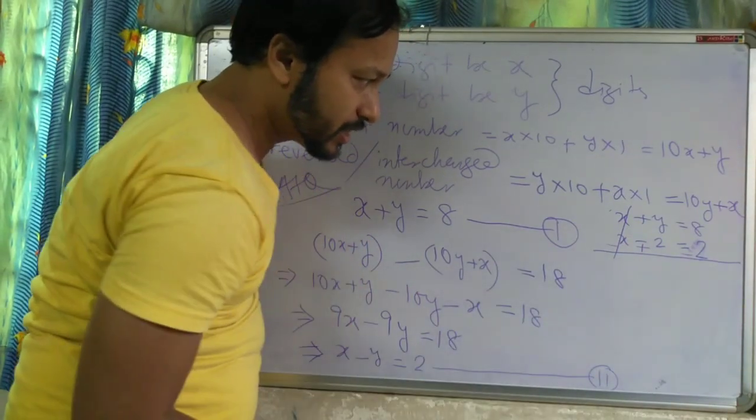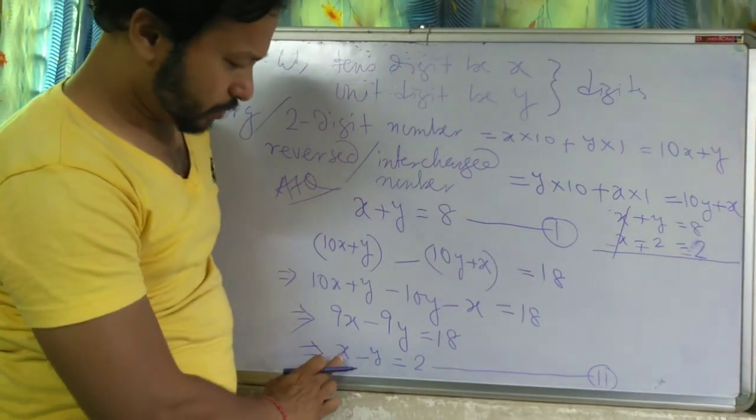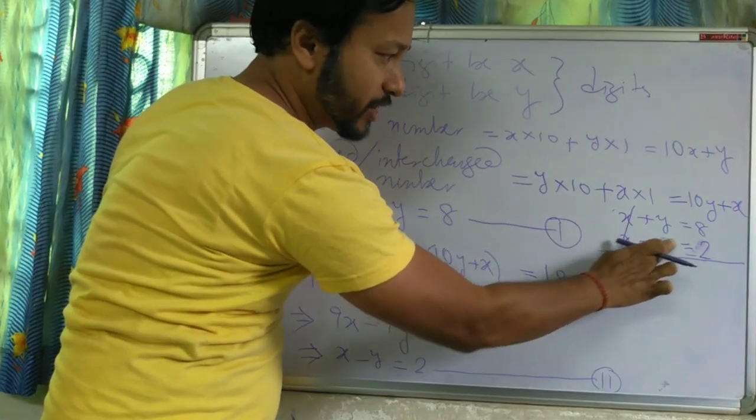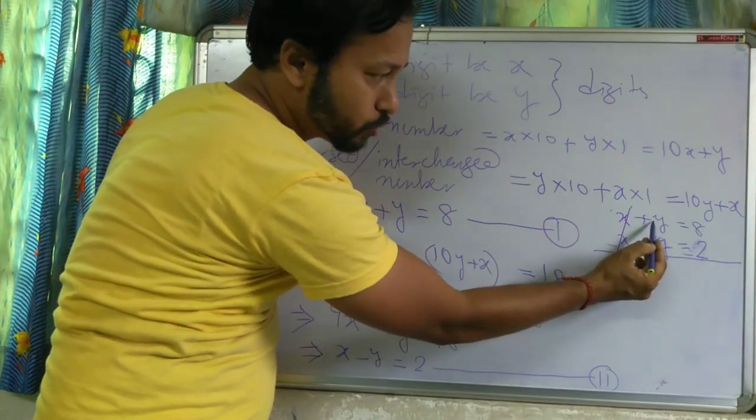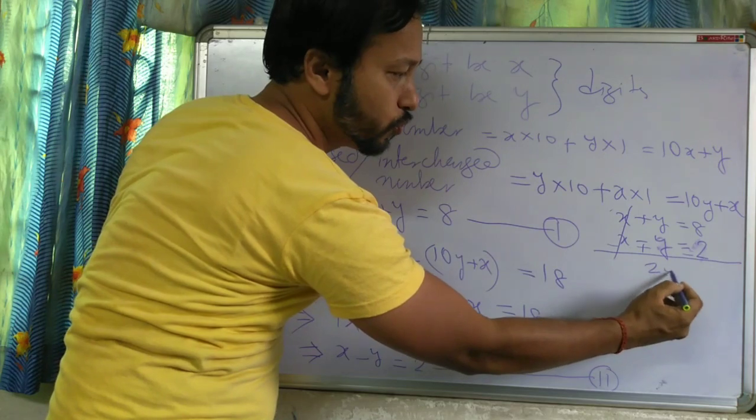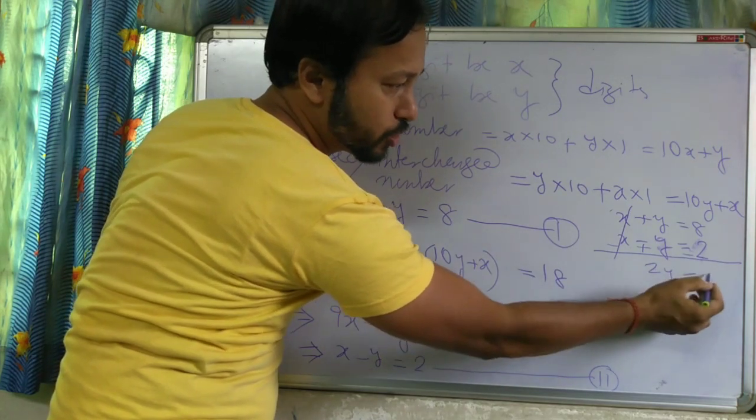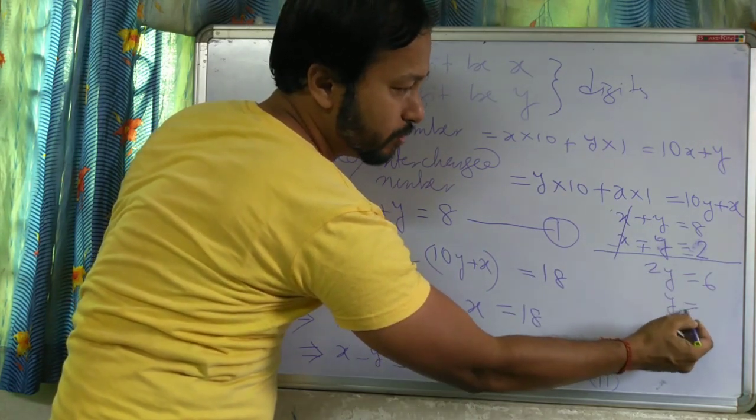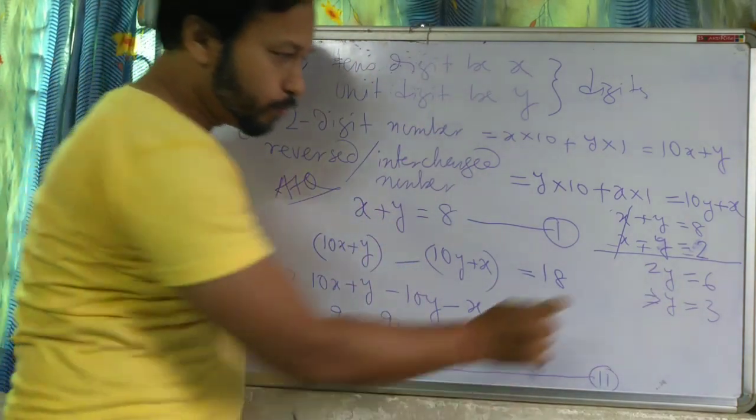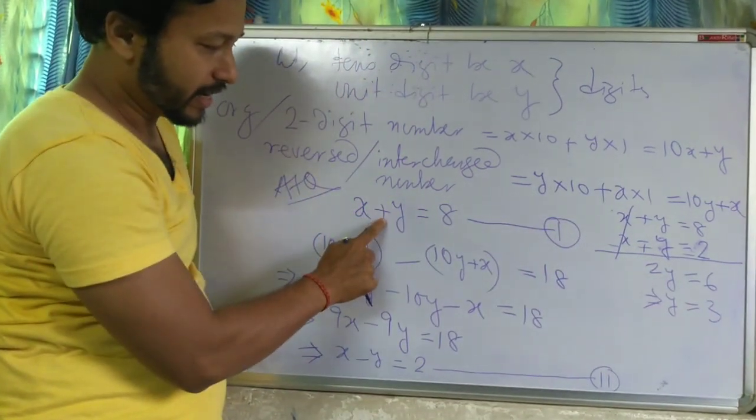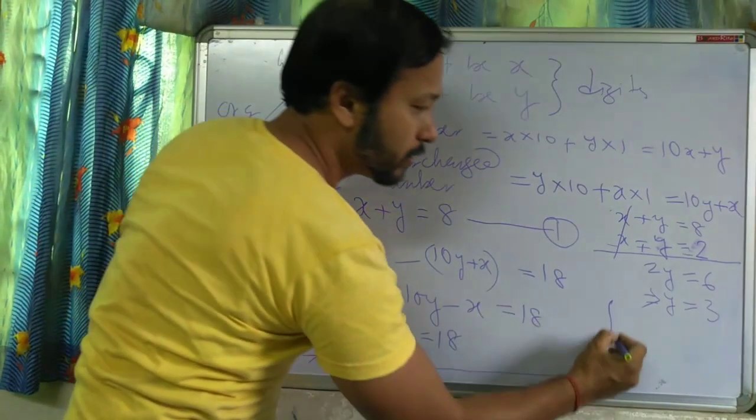Plus x minus x cancelled. Sorry, this was x minus y. I have written 2 by mistake. X minus y. Okay. Plus y, that is 2y. 8 minus 2, 6. So y equal to 3. We got y. Now put this value of y here from 1.